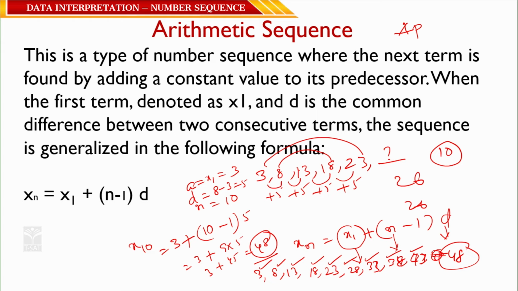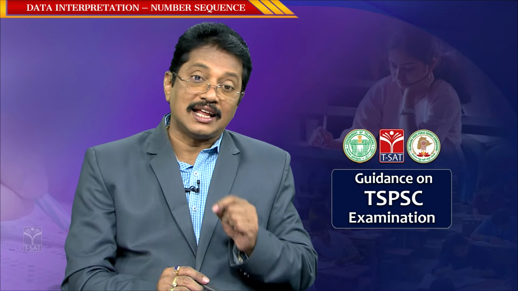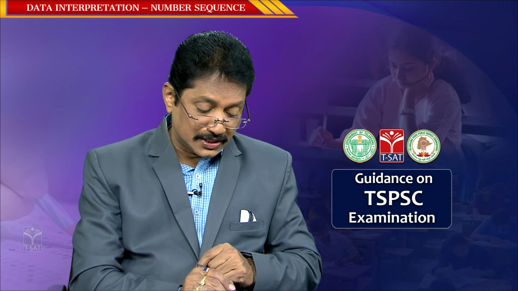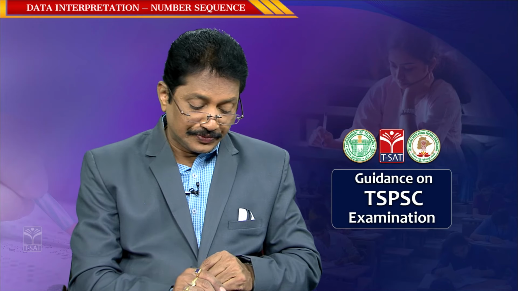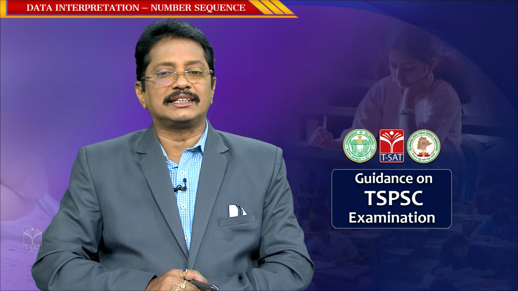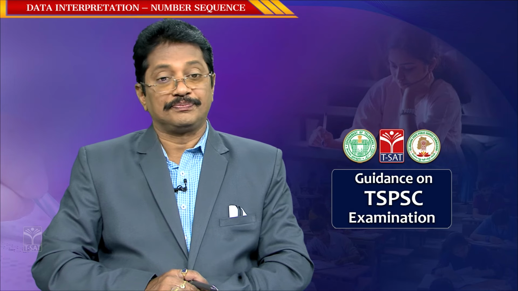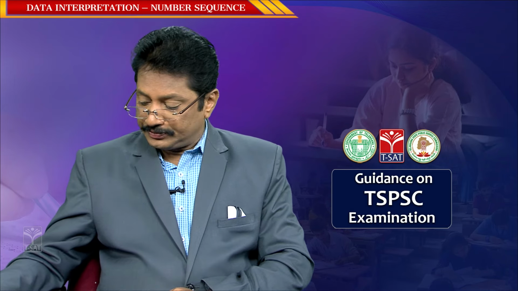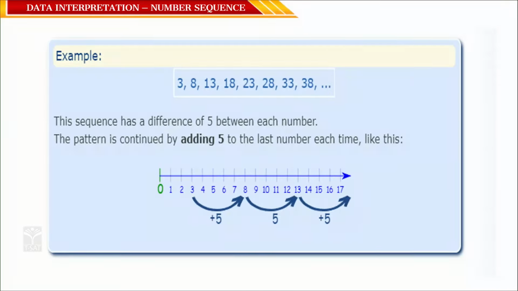Okay. Now we can say another one. We will call the nth term the last term also. Sometimes we use L is equal to a plus (n minus 1) into d. This formula we also use to find the last term. Last term means nothing but the nth term of it. Okay. And we will see an example.